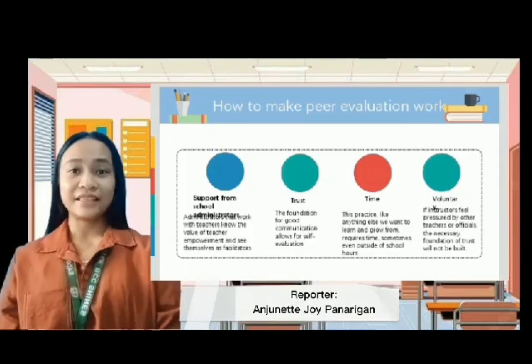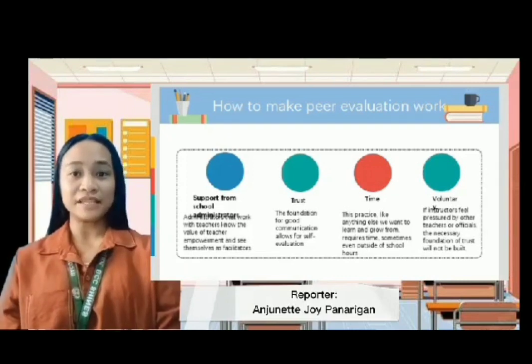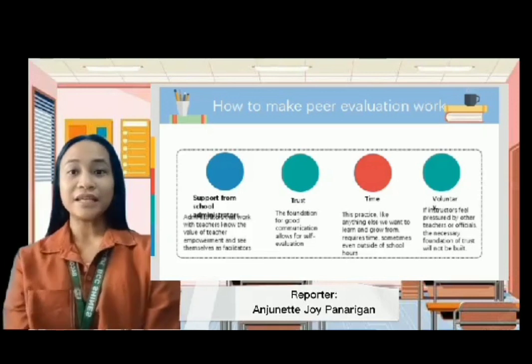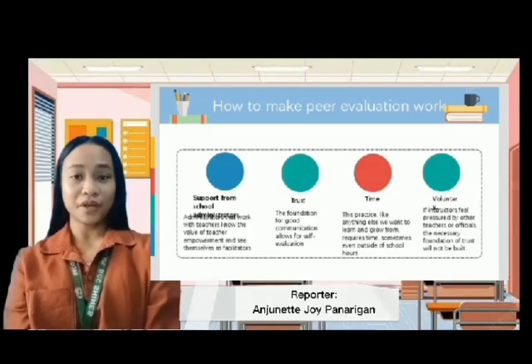There is a tendency that if someone evaluates only because he or she is pressured to do the duty, he may end up not taking peer evaluation seriously.